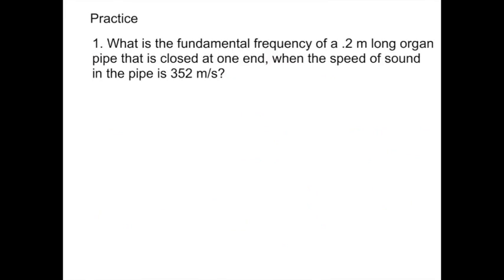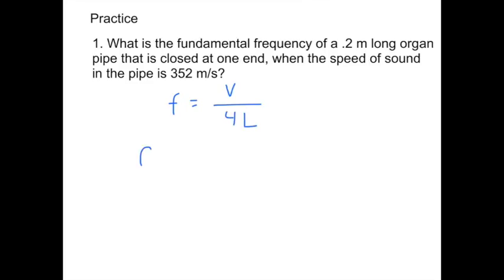Now let's do some practice problems. Number 1. What is the fundamental frequency of a 0.2 meter long organ pipe that is closed at one end when the speed of sound in the pipe is 352 meters per second? So this involves the equation for fundamental frequency, where f is equal to v over, and then in this case, since the pipe is closed at one end, it'll become 4L.